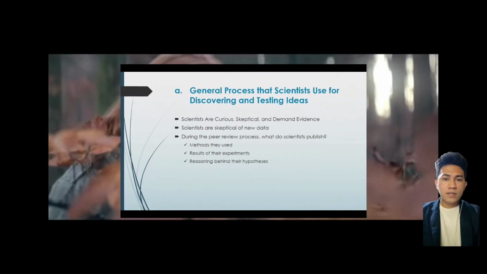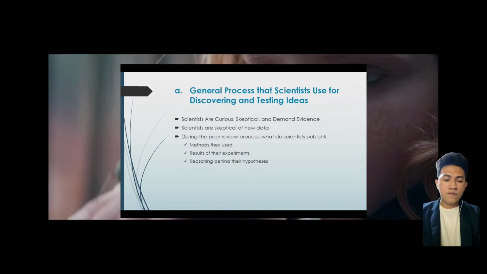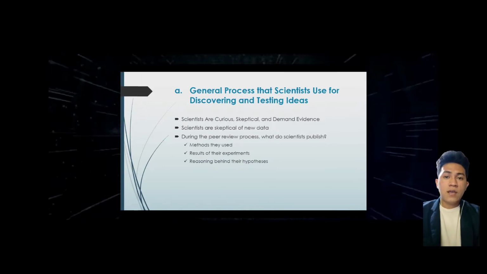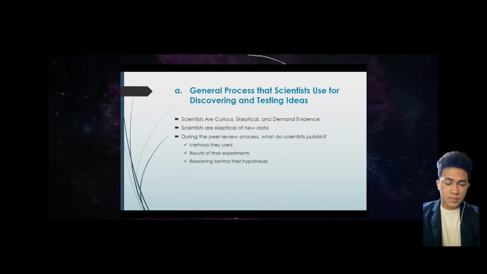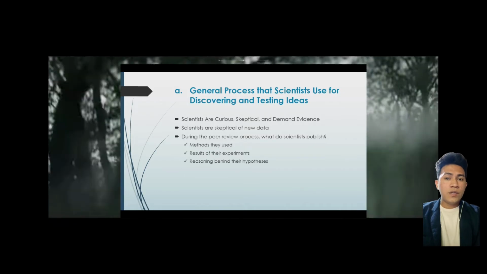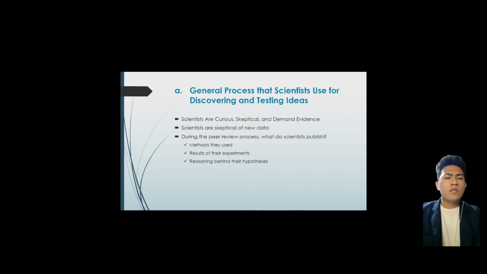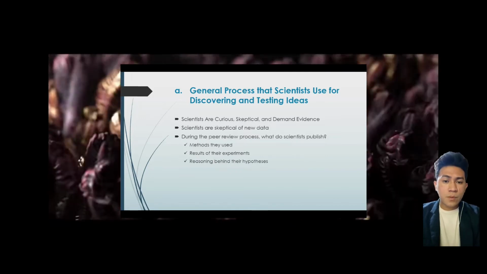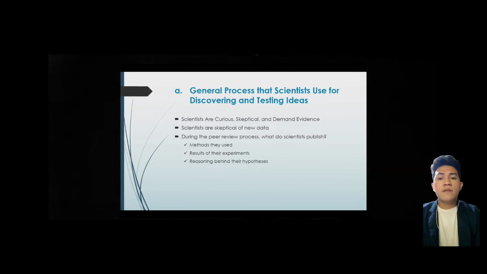The general process that scientists use for discovering and testing ideas. Scientists are curious, skeptical, and demand evidence. Scientists are skeptical of new data. During the peer review process, what do scientists publish? The methods they use, the results of their experiments, and the reasoning behind their hypothesis.